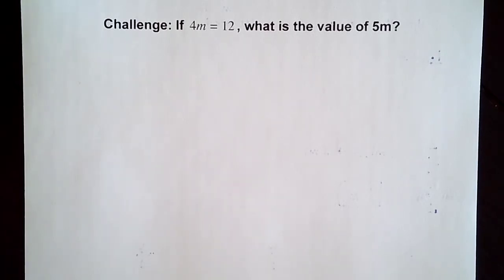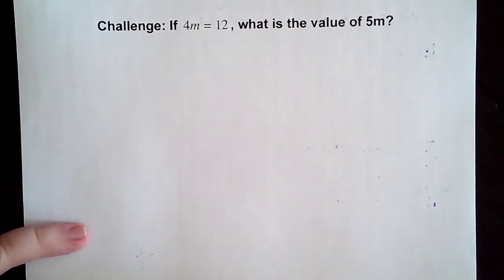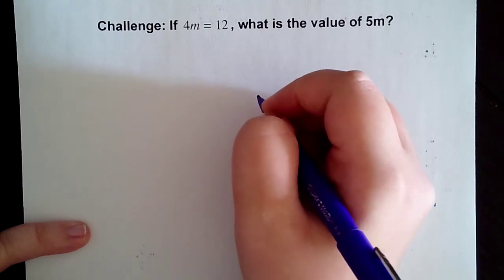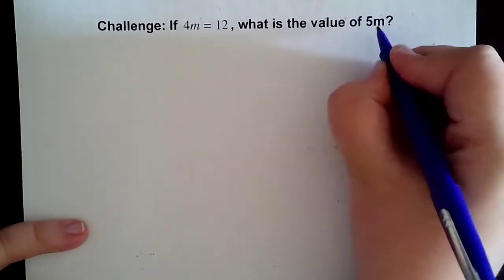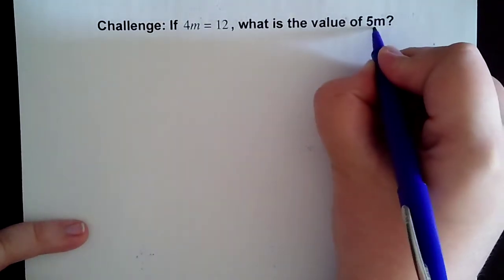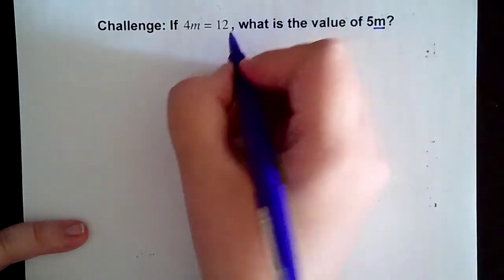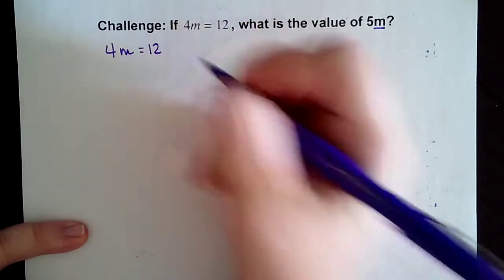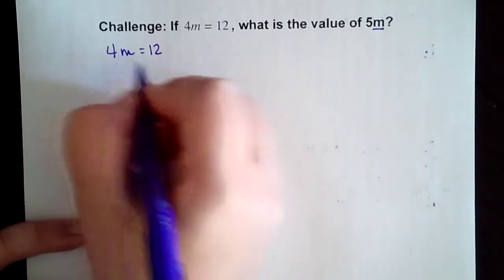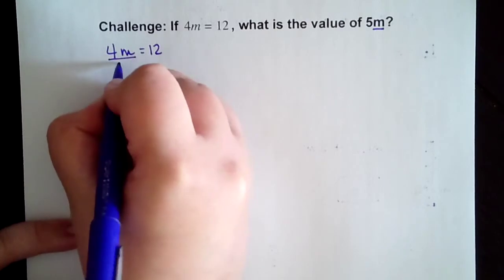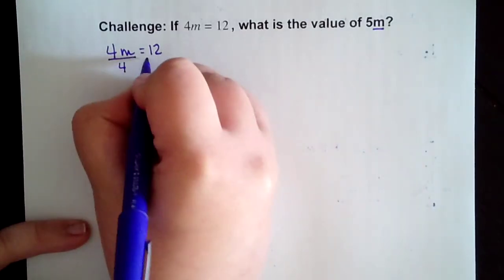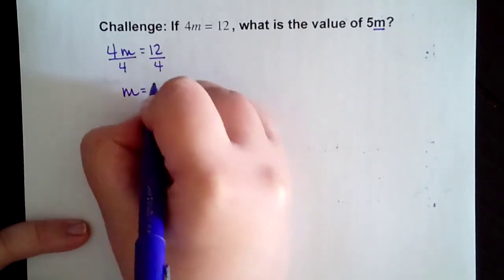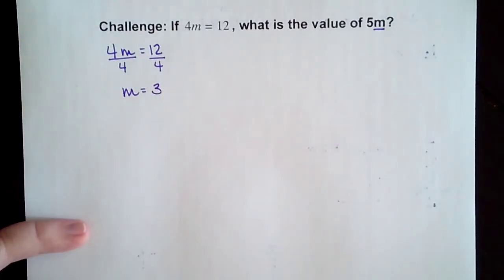All right, hopefully you had time to try the challenge on your own. The challenge says, if 4m equals 12, what is the value of 5m? Well, I can't figure out 5m if I don't know what m is equal to. So let's go back to our original problem and see if we can solve for m. I notice m is being multiplied by 4, so in order to isolate the variable, I'm going to divide by 4.